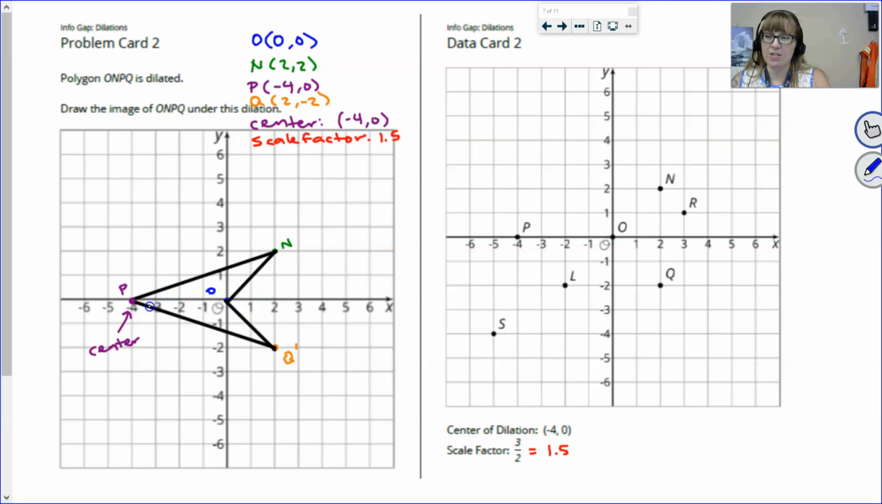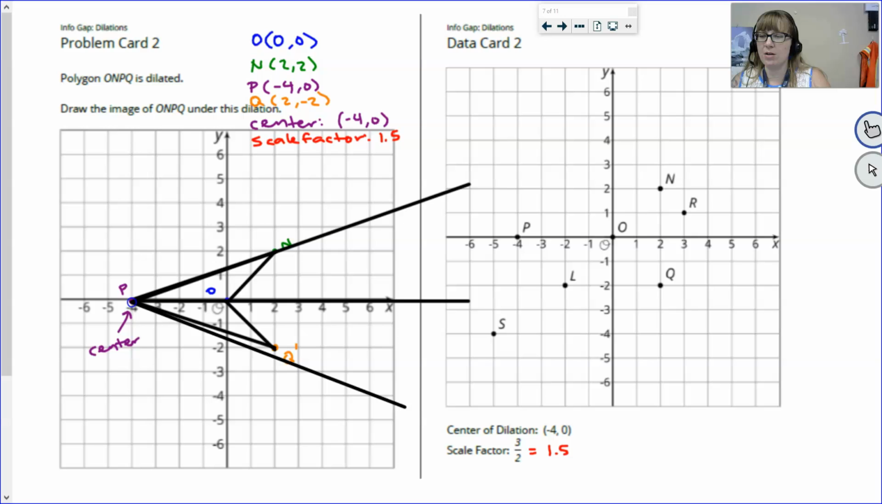Here's some things to observe. This first one is easy, but I would like to point out that P to N and our new N, wherever it's going to be, are all going to lie on that same line. They're collinear, just like we observed in our warm-up. And P and O, and wherever O prime is going to end up, are all going to lie on that line. And P and Q are all going to lie on that same line. So now that kind of gives us an idea of where we can expect these points to be. Now we just need to complete that.